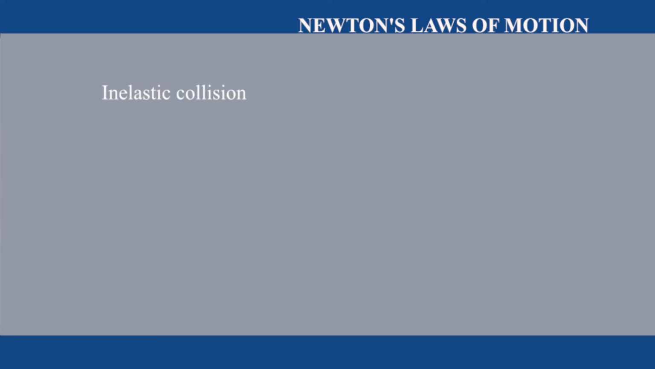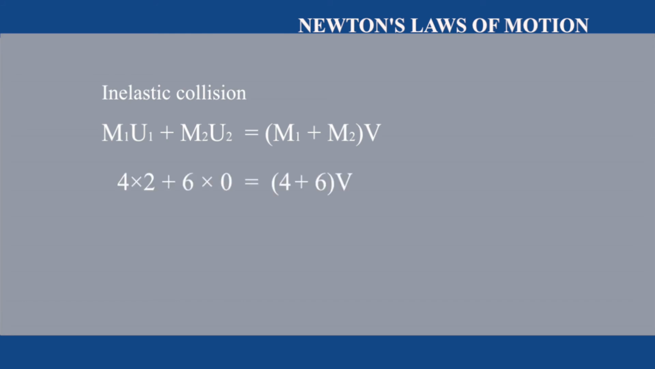This time we are talking about inelastic collision, so that we have m1 u1 plus m2 u2 equals m1 plus m2 into v. After substitution, we have 4 times 2 plus 6 times 0 equals 4 plus 6 into v, so that 8 equals 10 v, which gives us v equals 8 over 10, so that v is equal to 0.8. Therefore, after collision, their common velocity is 0.8 meter per second to the right.